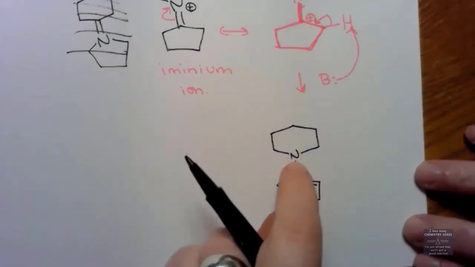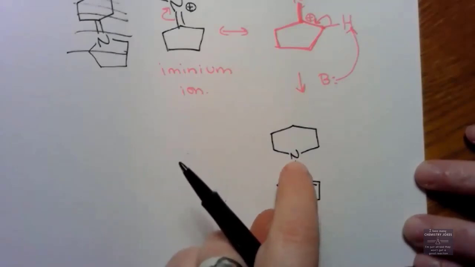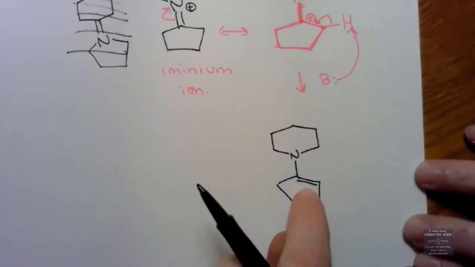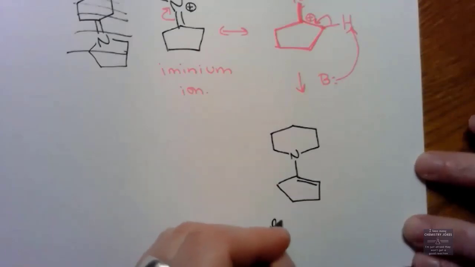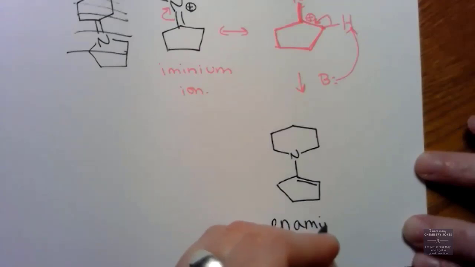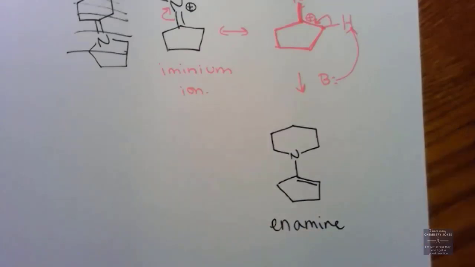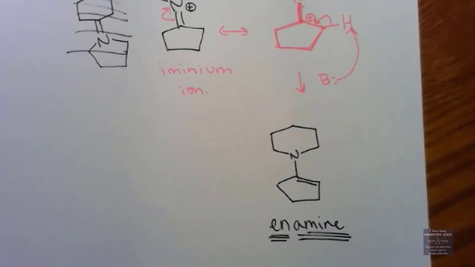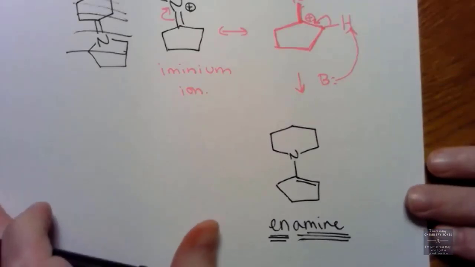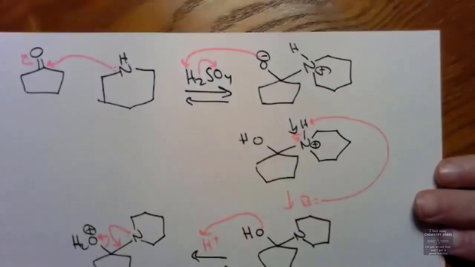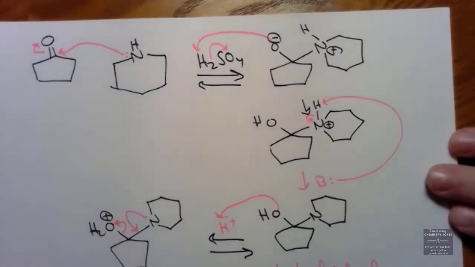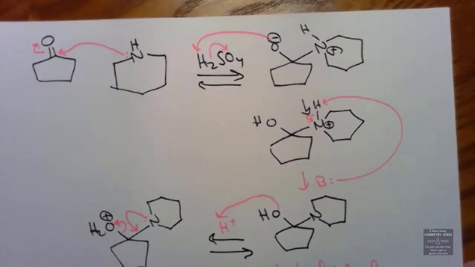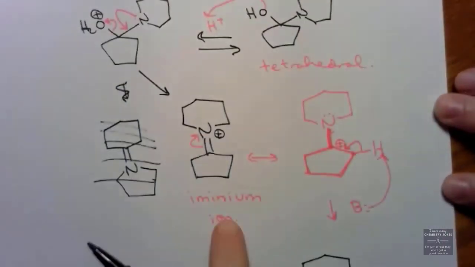This compound has an amine, A-M-I-N-E, and an alkene. So this one, it's not your friend, it's your enamine. I hope you like that one. This is an enamine because it has an alkene and an amine in the same molecule. The mechanism of enamine formation is almost identical. In fact, it is identical to the imine formation until you get here.